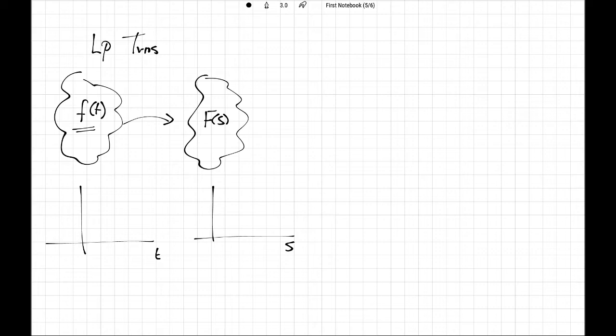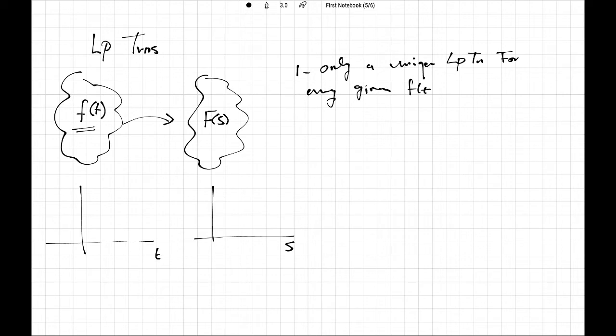Now, some points are important. First point is that you only have a unique Laplace transform for any given f of t. So for each f of t, you will have a one-to-one relationship. Any function of t has only one unique function f of s.